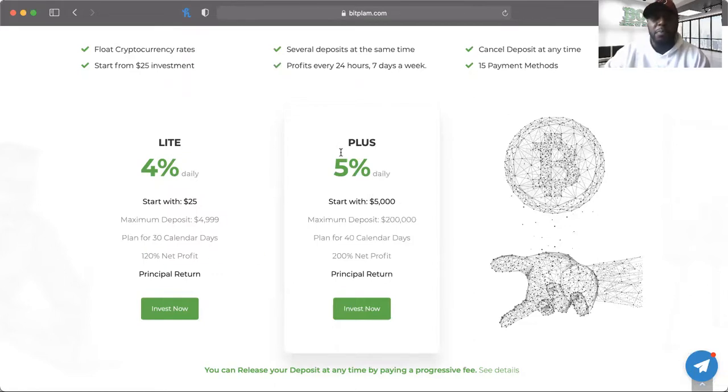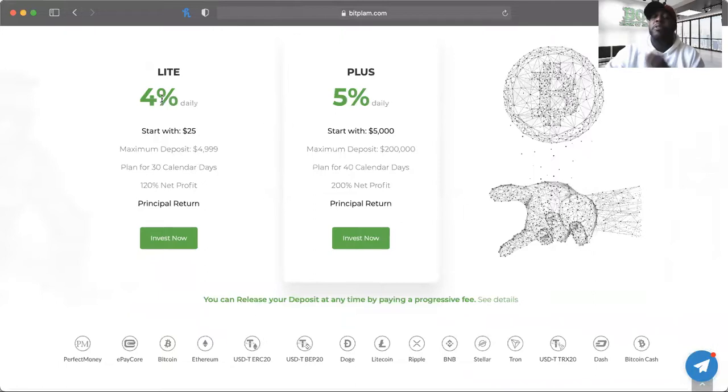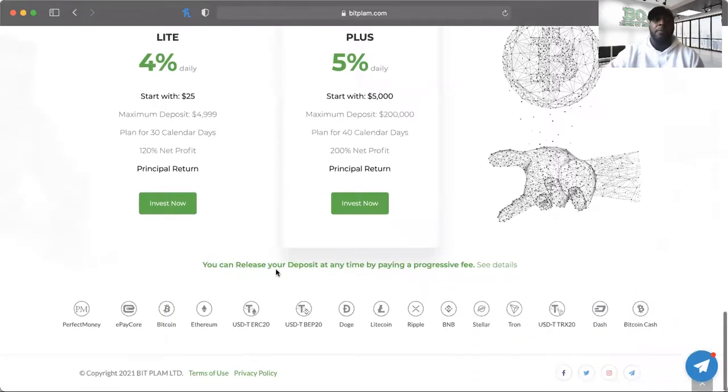With the plus plan, it's 5% daily, starting with $5,000, maximum deposit $200,000, net profit 200%. This plan goes for 40 days. So a 4% plan and a 5% plan. You can release the deposit at any time, but you have to pay a fee, so you have to see the details for that if that's what you want to do.